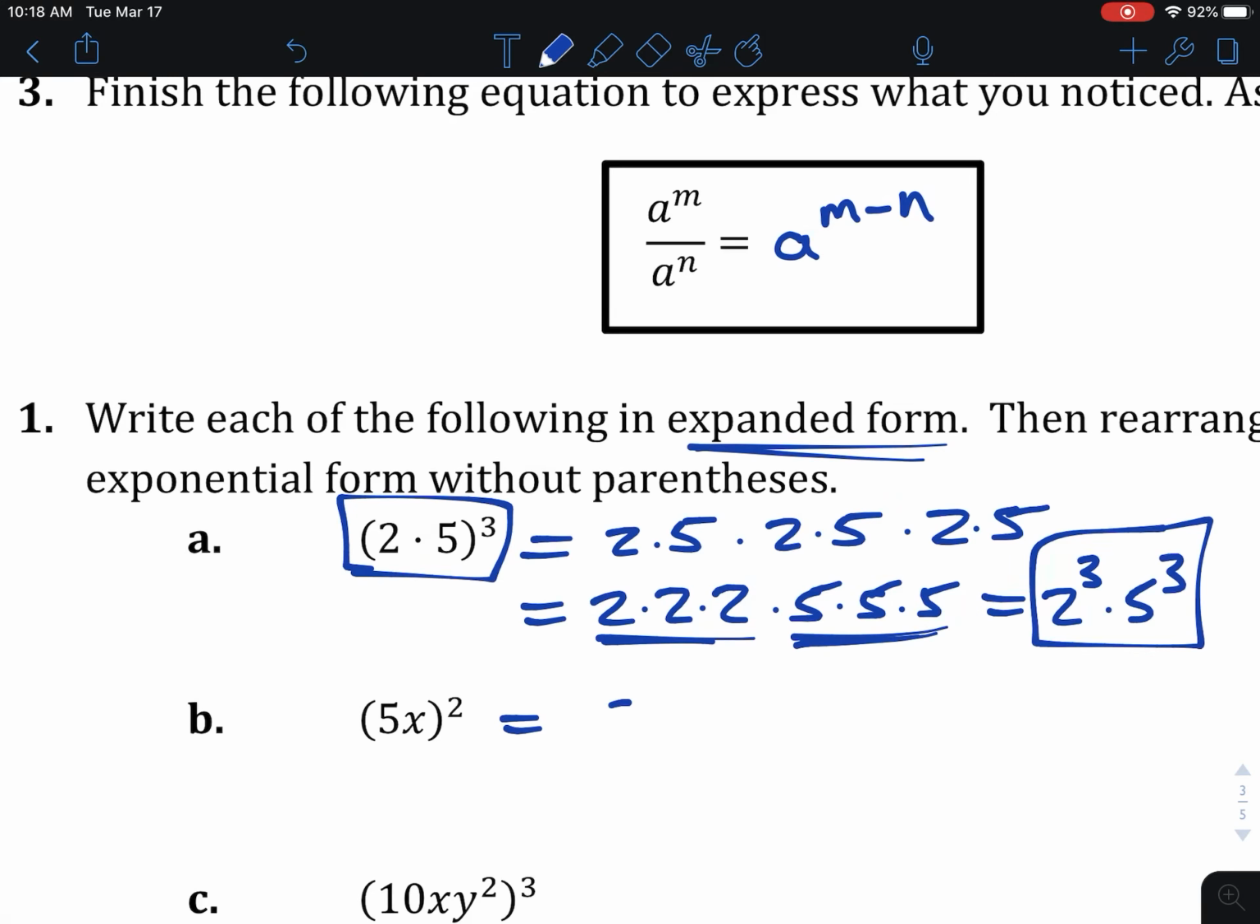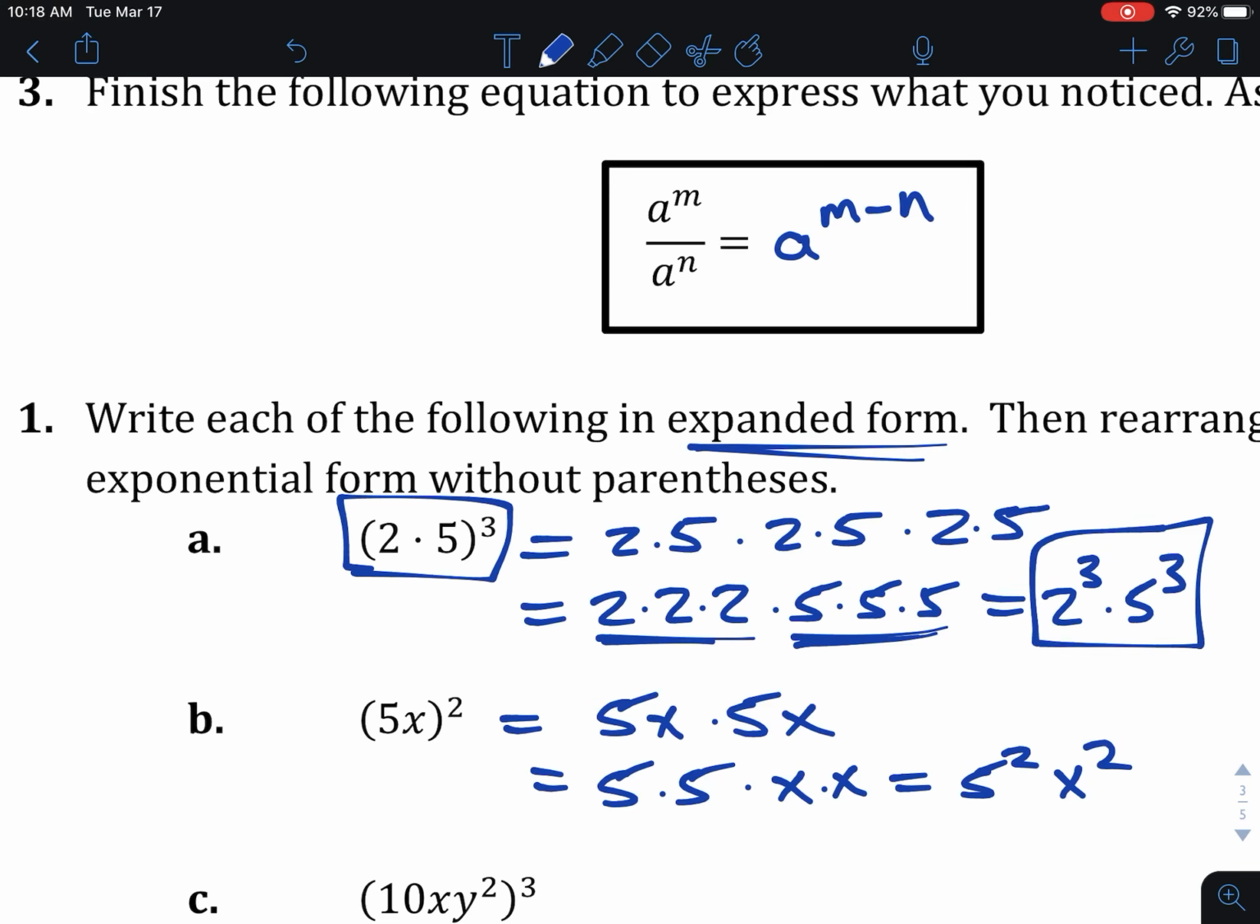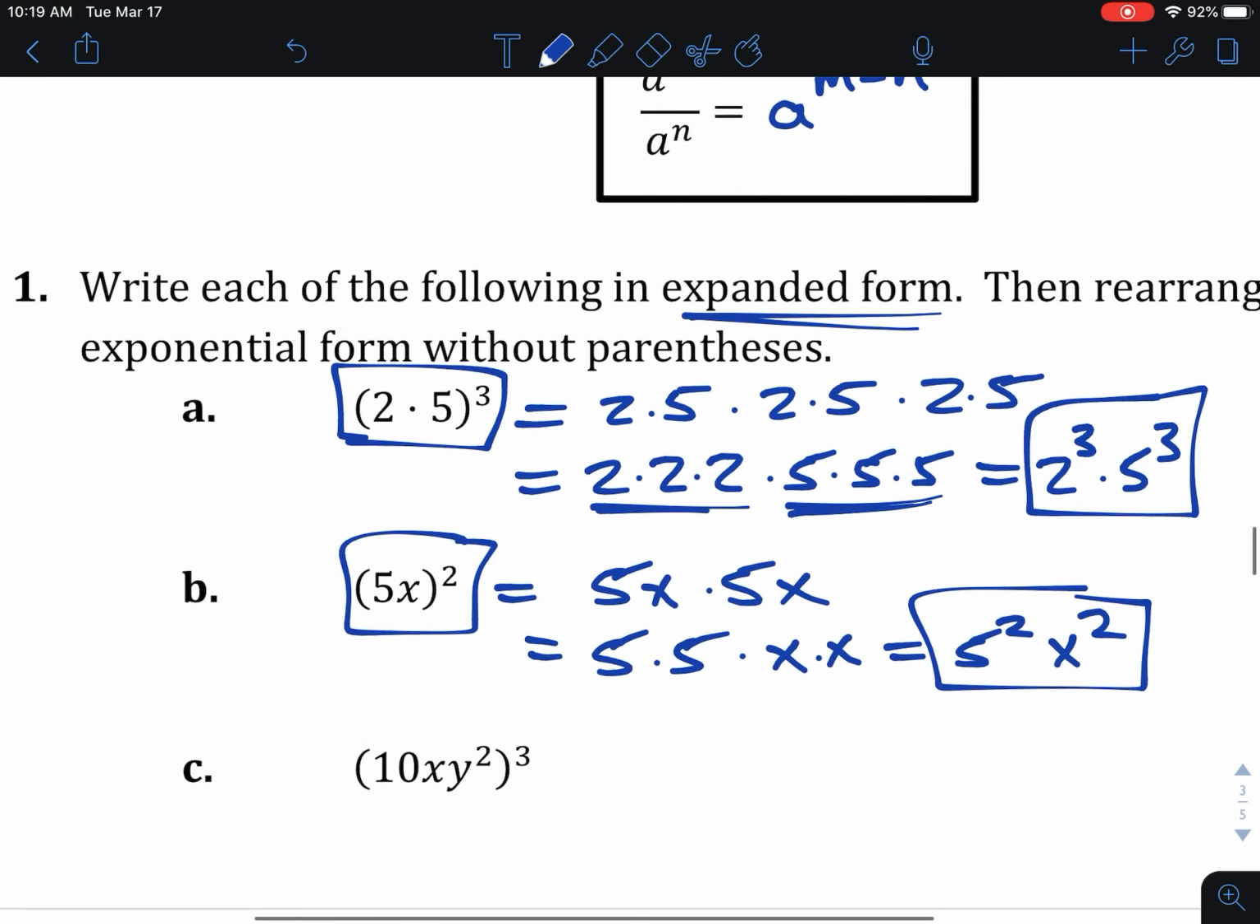So 5x squared would be 5x times 5x, which again, we can use the commutative property, rewrite this, 5 times 5, x times x. So that's 5 squared and x squared. So from here, we can jump right to here if we can figure out the pattern.